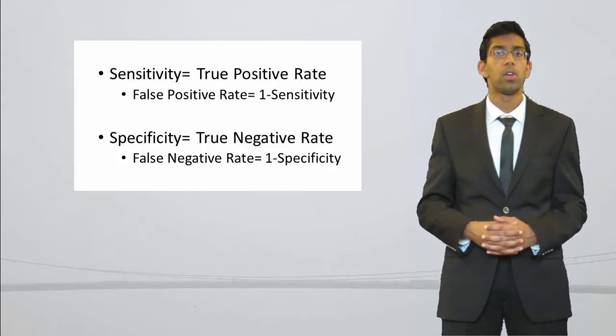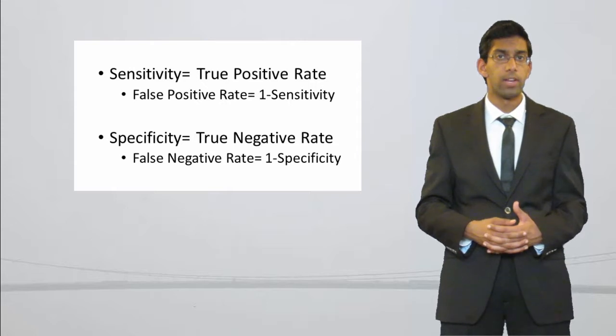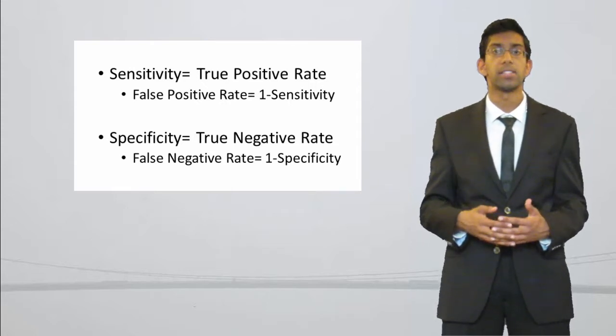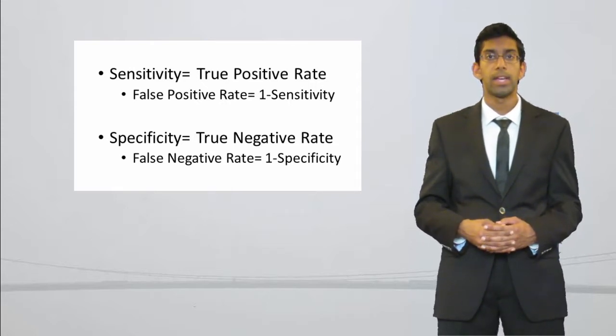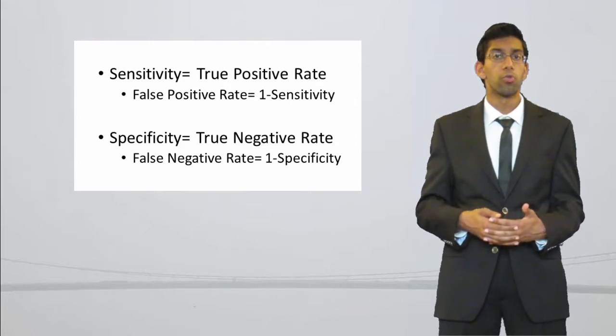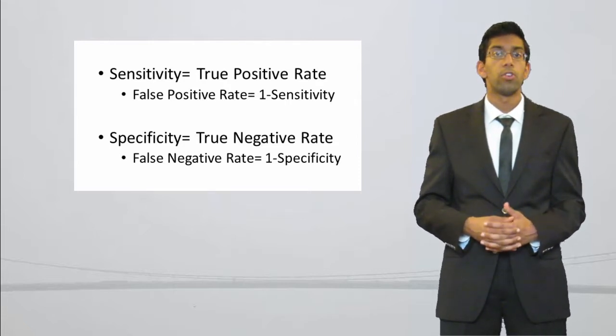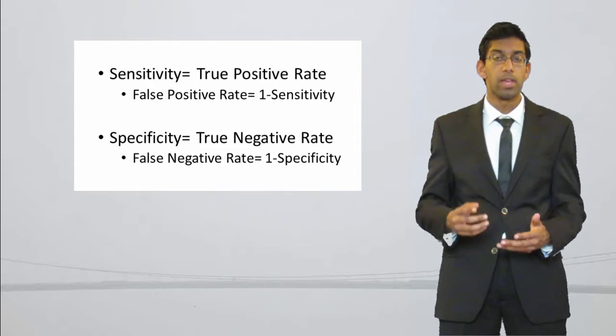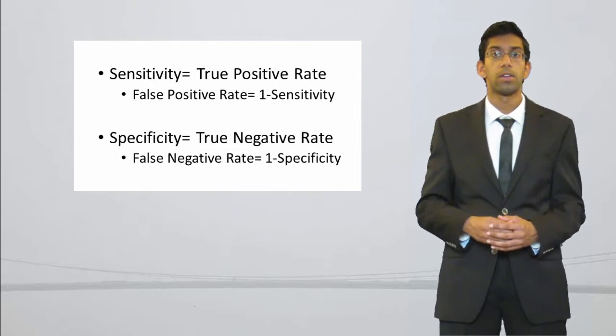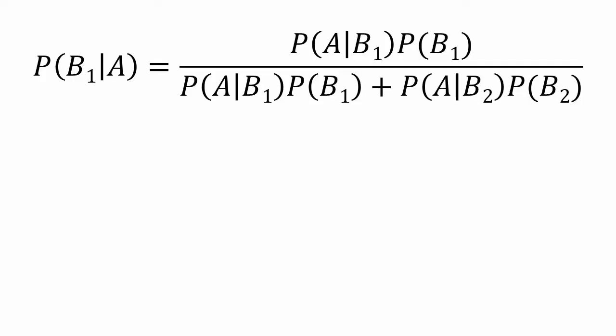Given sensitivity and specificity measures, one can easily determine false positive and false negative rates. Sensitivity is the true positive rate, which means that the false negative rate would simply be 1 minus sensitivity. Specificity is the true negative rate, so the false positive rate would simply be 1 minus specificity. Okay, here is the formula.